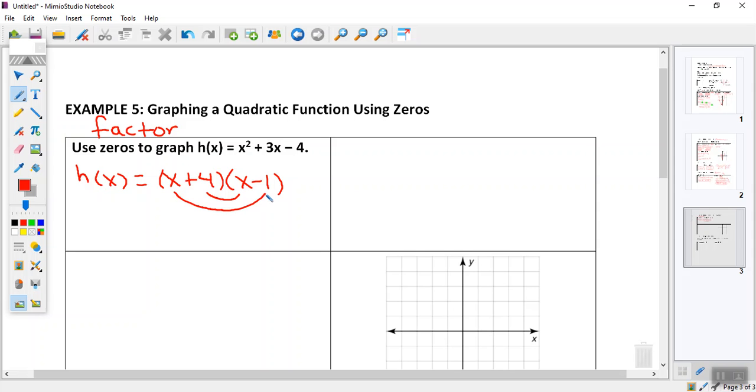And then a negative 4. So kids, what are my zeros going to be? If I set this equal to 0 now, negative 4 and 1. So the zeros are going to be at x equals negative 4 and x equals 1. Very good. So let's go plot those, kids.